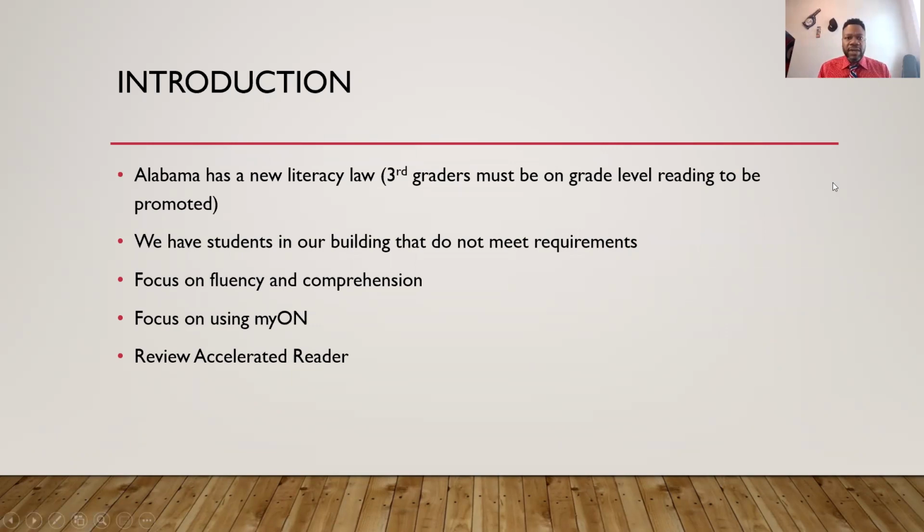The introduction is that Alabama has a new literacy law that third graders must be reading on grade level to be promoted. We have a lot of students in our building that do not currently meet these requirements. Even students that have already been promoted past the third grade aren't quite reading on grade level. So we wanted to focus on fluency and comprehension. We wanted to show the students how to log on and use MyOn, and we also wanted to review the Accelerated Reader program.